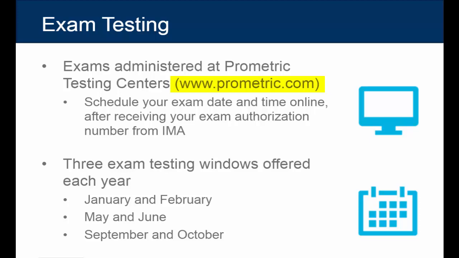And the exams can be taken during 3 testing windows each year, and those testing windows are January and February, May and June, and September and October. So those are the only months when you can go to the testing center to sit for the CMA exam.